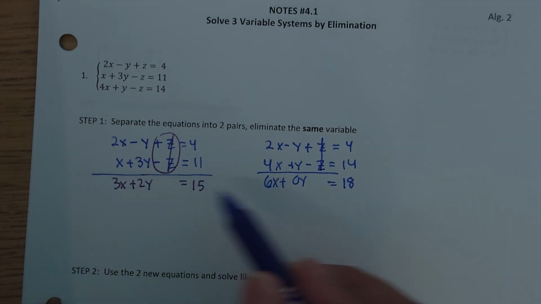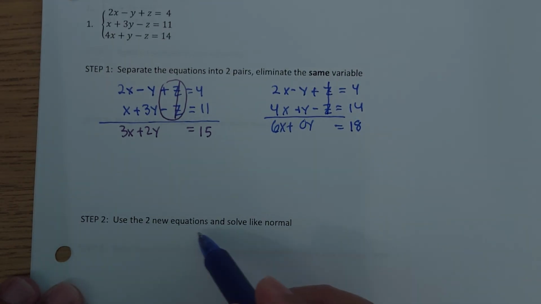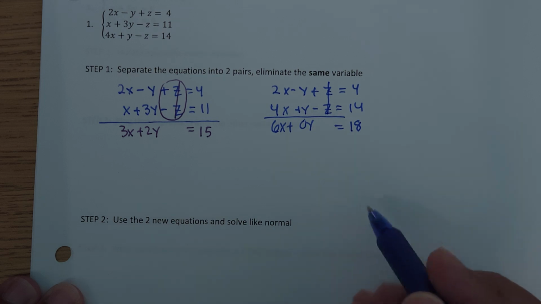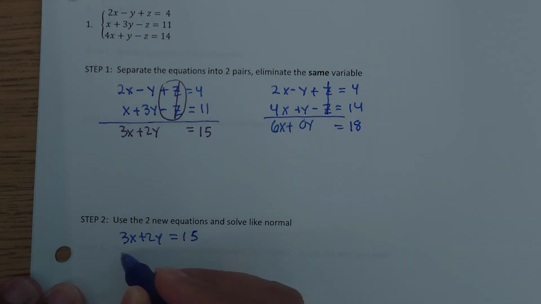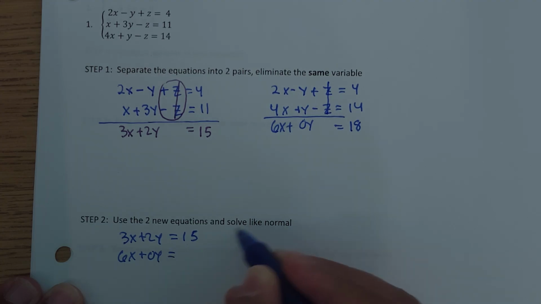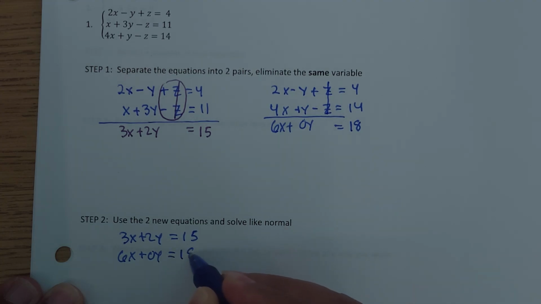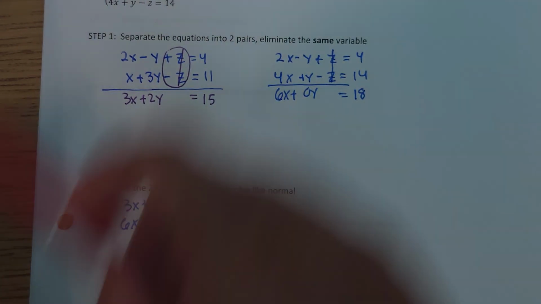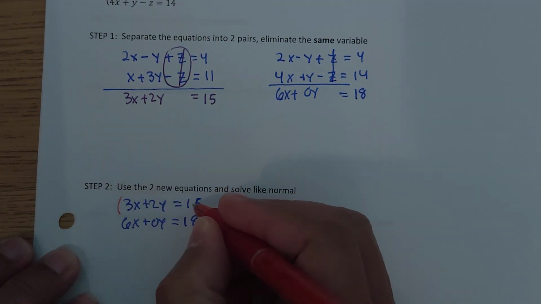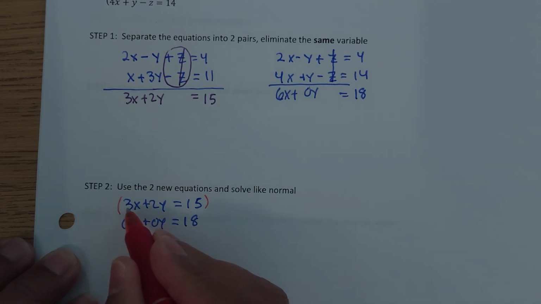So then I'm going to take this equation and this equation on step number 2. So use the two new equations and solve like you had before. So copy 3x plus 2y equals 15, and then 6x plus 0y equals 18. Okay, so from here I'm going to eliminate the x's. I'm going to open parentheses here, and notice that I have 3 x's here and I have 6 x's, so I need to make this 3 become a 6 if I want to eliminate the x's.